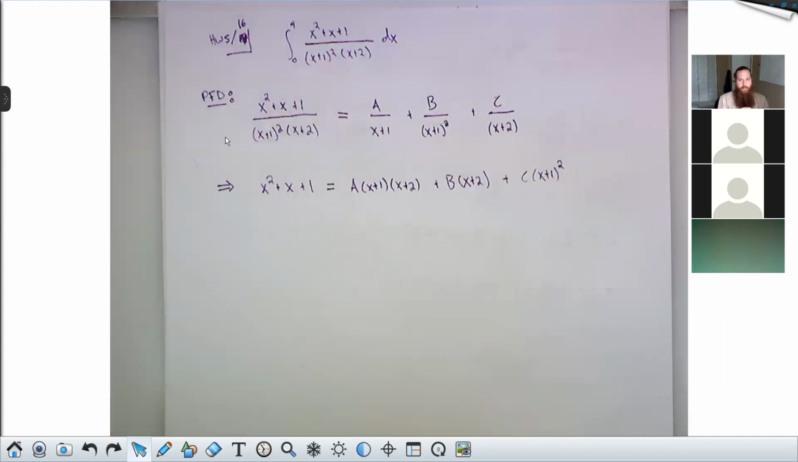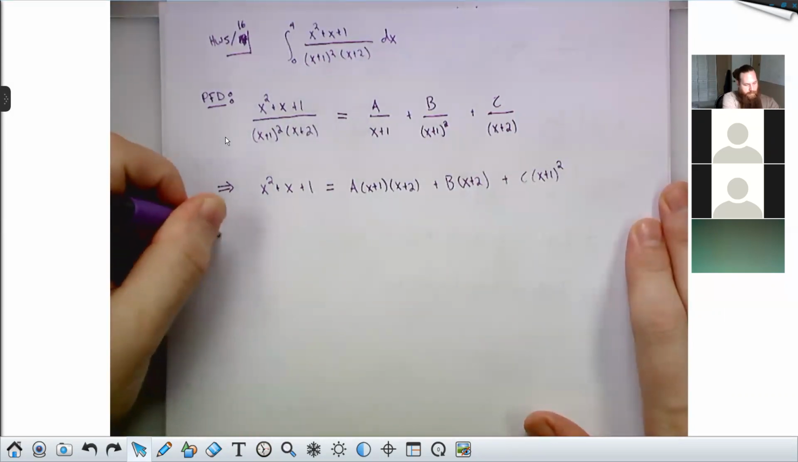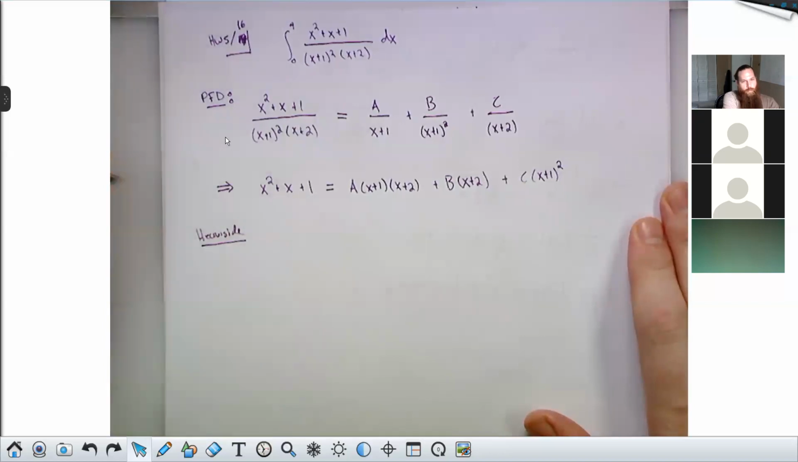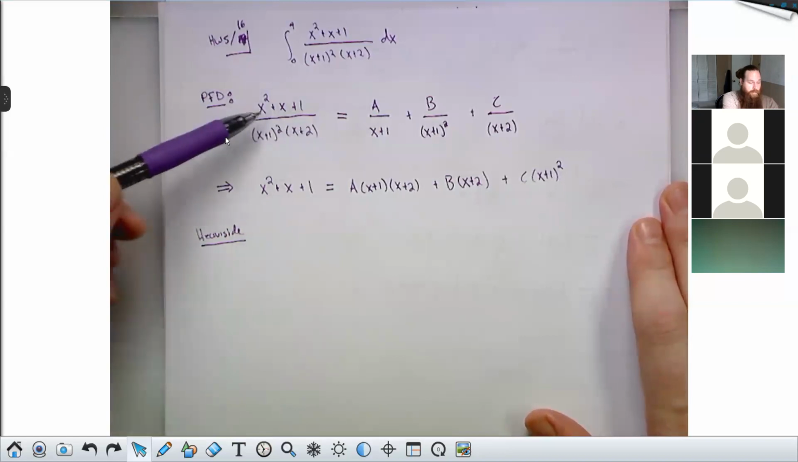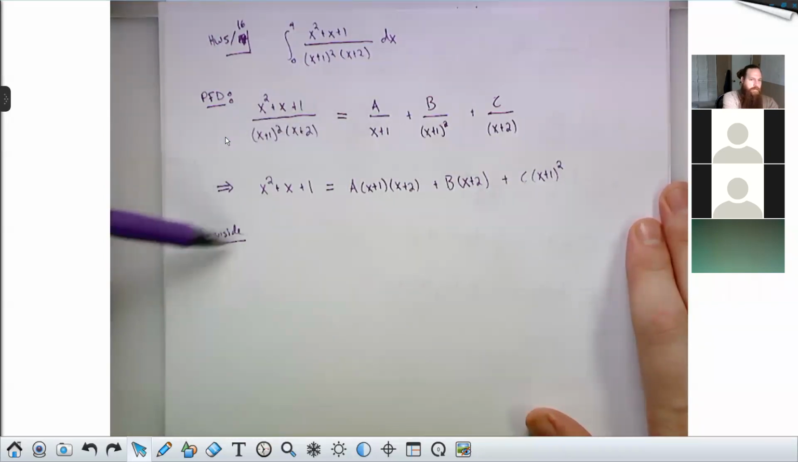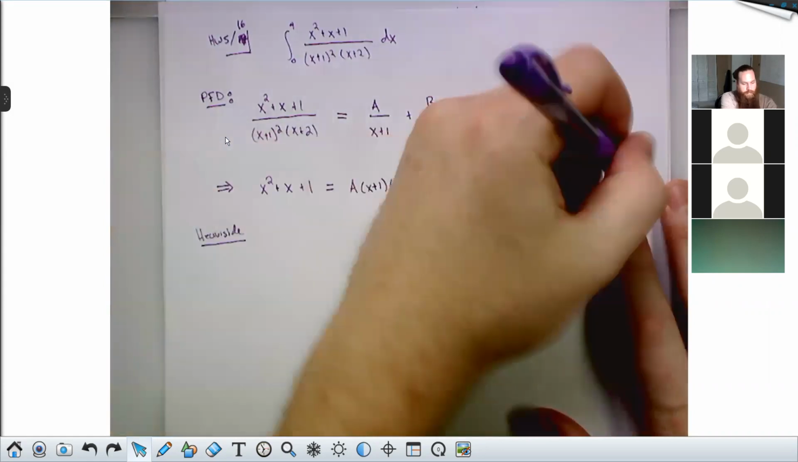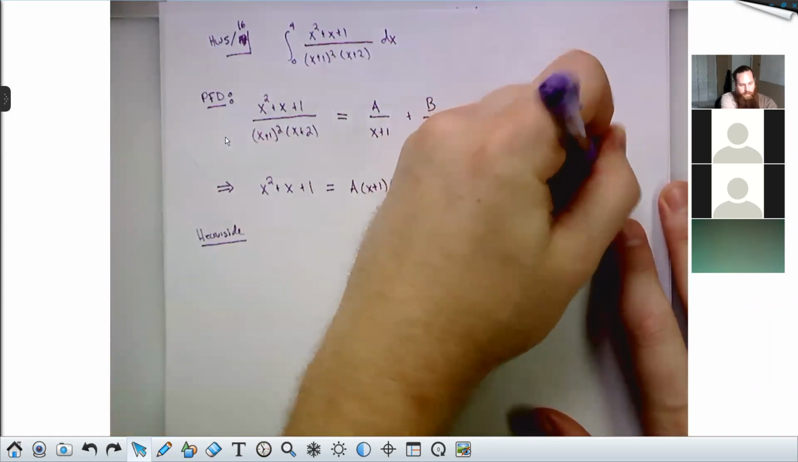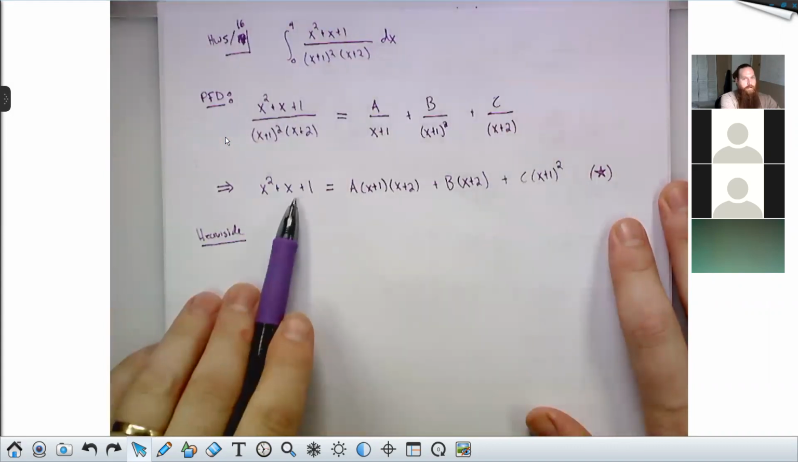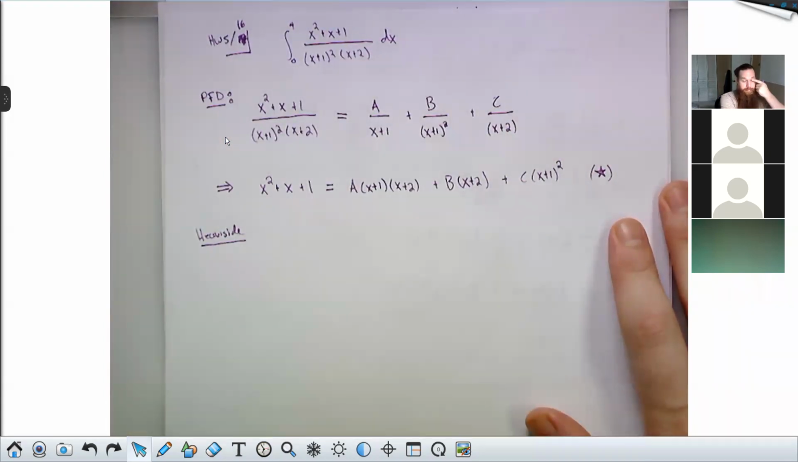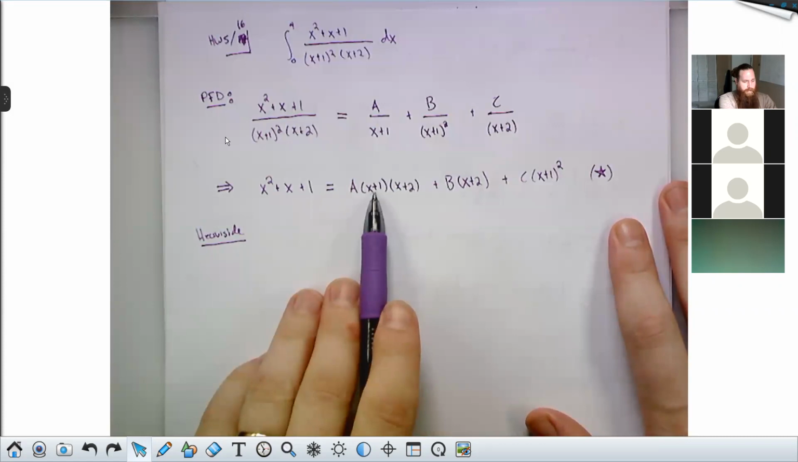And at this stage, I can invoke Heaviside. It's always nice to let your reader know what you're doing. So before I write my PFD setup, I write PFD. That way whoever's reading my work can tell what I'm doing. Before I use the Heaviside trick, I write Heaviside, so my reader again can tell what I'm doing. Remember what the Heaviside trick is. We're going to take this expression here, star, and plug things in for x that make stuff go away. So the nice numbers to plug in here are the numbers that make these factors 0.